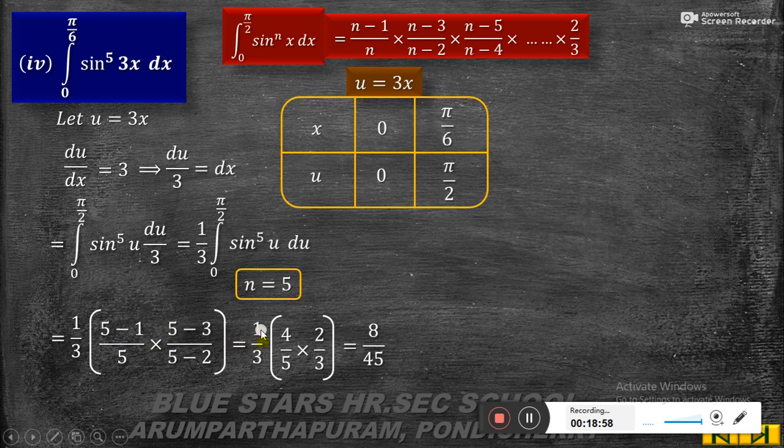Therefore we write 1 by 3 into 5 minus 1, which means 4 by 5. 5 minus 3 means 2 by 3. Therefore you write 8 by 45. That means 5 3s are 15, 15 into 3 is 45, so 8 by 45. This is our answer.